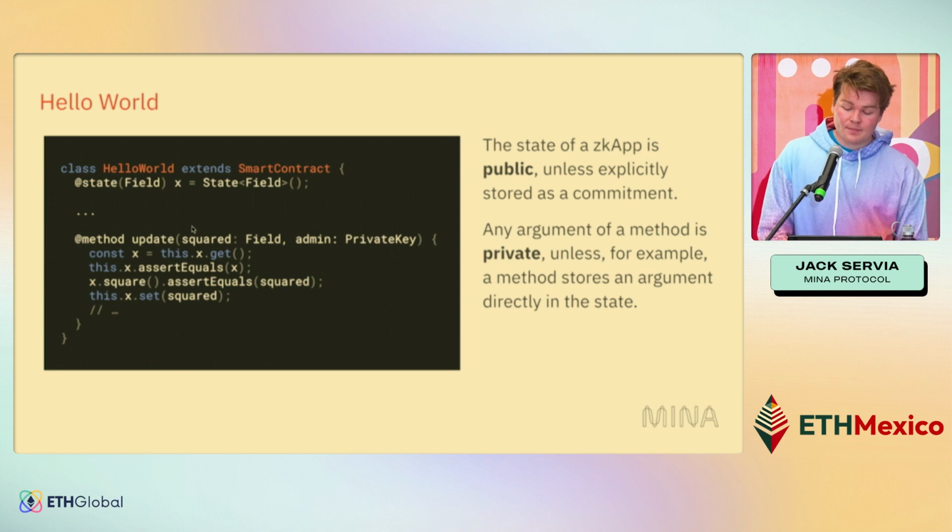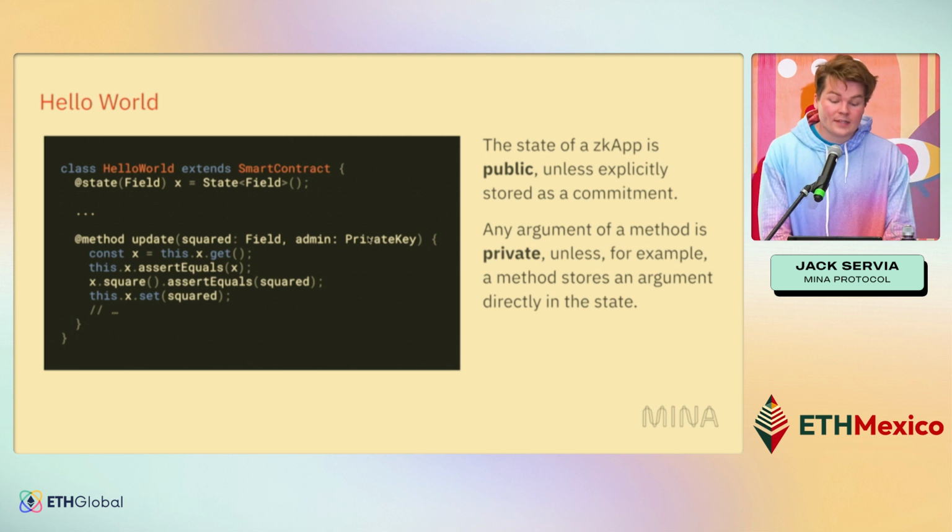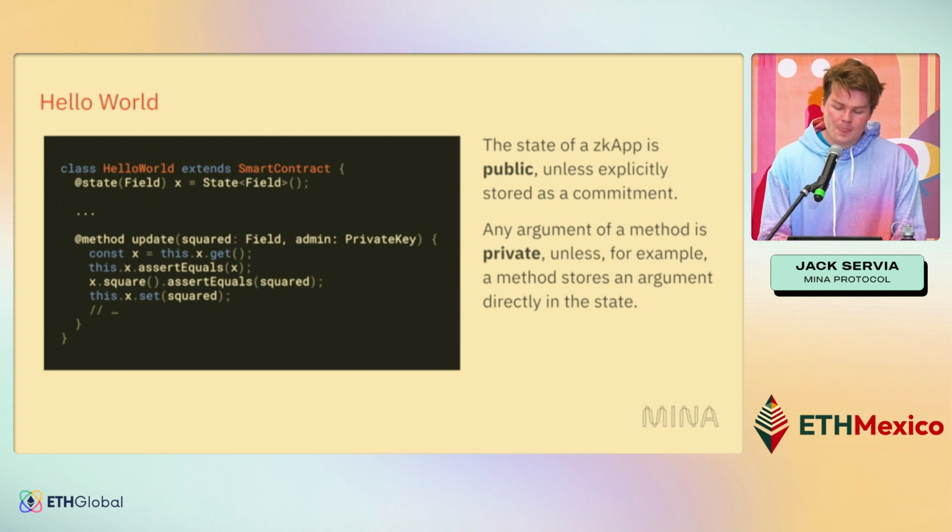So the state of the zkApp is public unless it's stored as a commitment, but that's pretty easy. We have a hash function called Poseidon, which is really efficient, and so you can just hash anything that you would want to store as private state, and then pass it in and verify that the hash is correct in the middle of your method. And then any arguments to a method are private unless they're stored as arguments directly. And so what this means is that even though we're passing in a private key to admin, we're passing in a private key to update, it actually does not matter because this private key never leaves the machine. It's used to generate the zero knowledge proof, and then it's not used again.